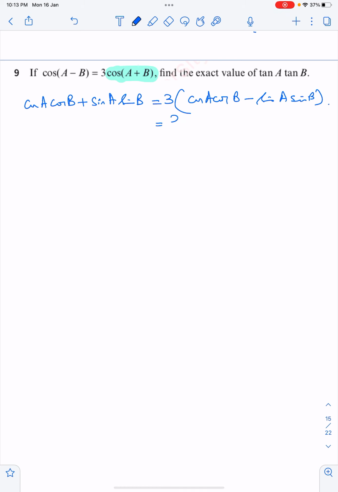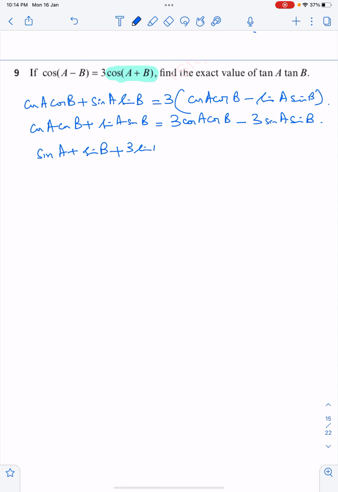If I solve this part, I'll get 3 cos of A cos of B minus 3 sine of A sine of B. On this side, I'm going to shift all the terms with cos A cos B to one side. So I am just rewriting this, copying it from the previous step, sine of A sine of B. I am keeping all sine terms on this side. So I am writing sine of A sine of B plus 3 times sine of A sine of B equals 3 times cos of A cos of B minus cos of A cos of B.